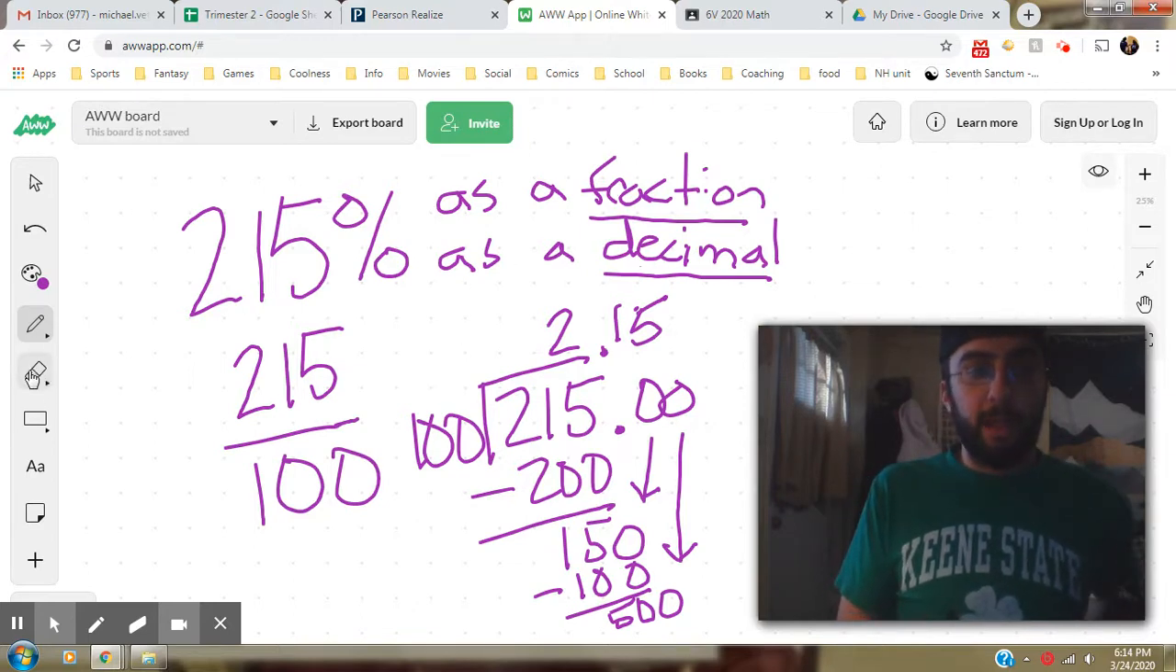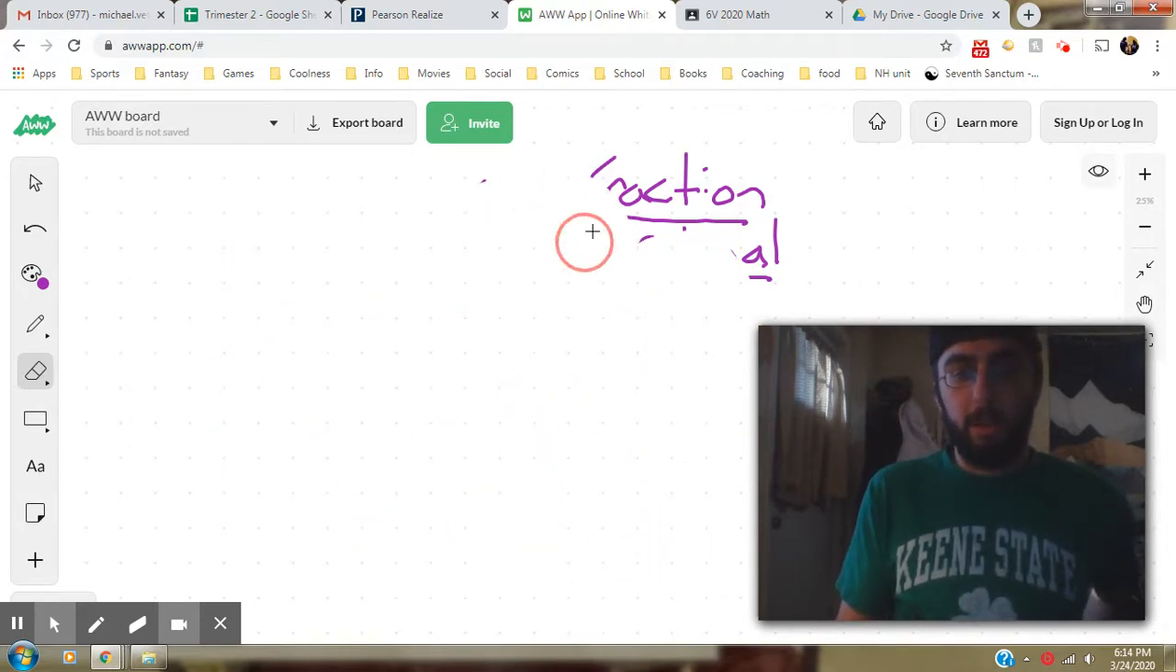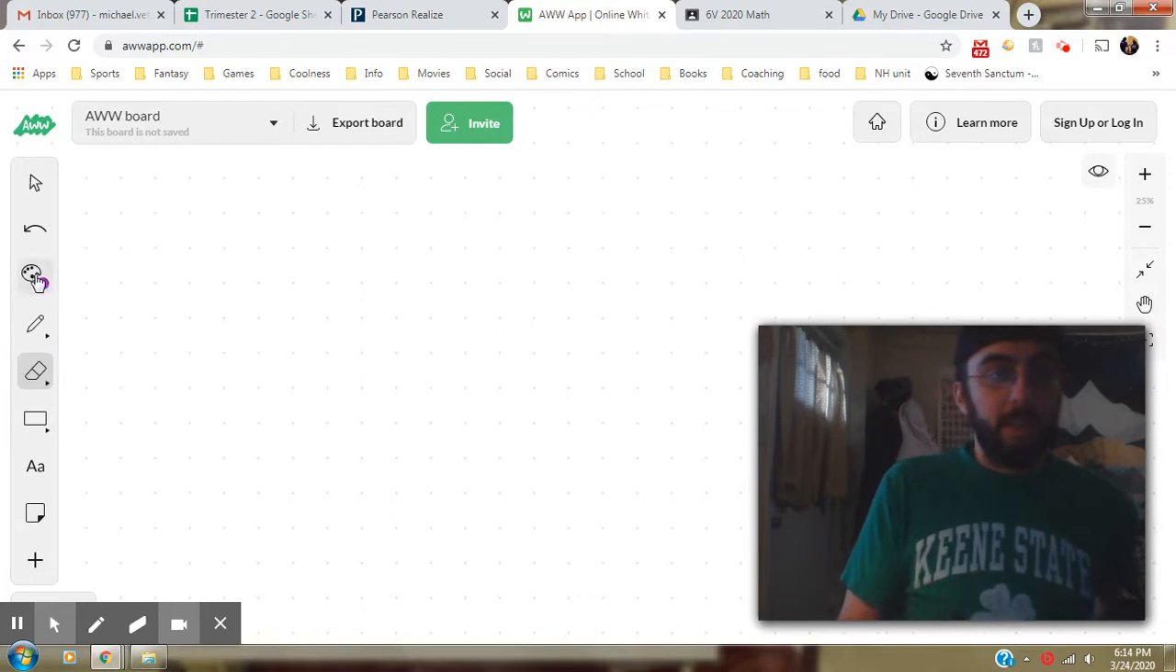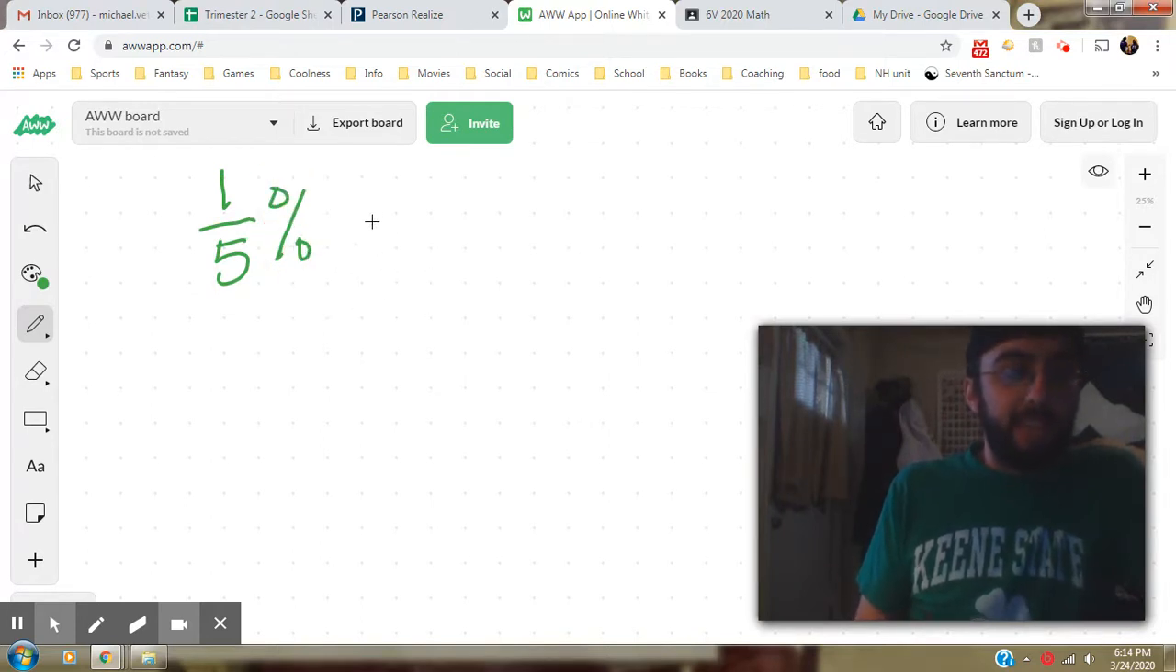So the exact same way, it's just seeing that it is possible. Some people don't think it is possible to have something over 100%. All right, so we'll do a different color for this next section. So the last thing we're going to do is now, what happens when we have a fraction? Oh, but wait, it's actually a percent. So we want to show 1/5% as a fraction.